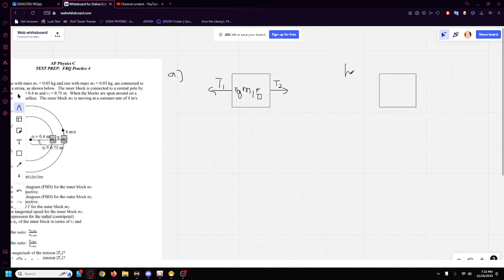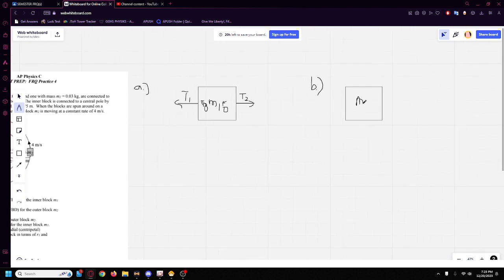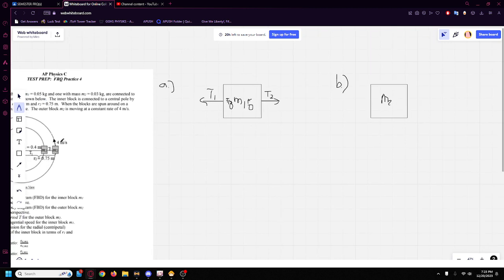So this is part B. Part B asks for a free body diagram for block 2, M2. There's only tension. There's only the second string on it. So we just point this way, and this is T2. And then the circle and square. The Fn is pointing away from the surface, and Fg is pointing down into the surface.